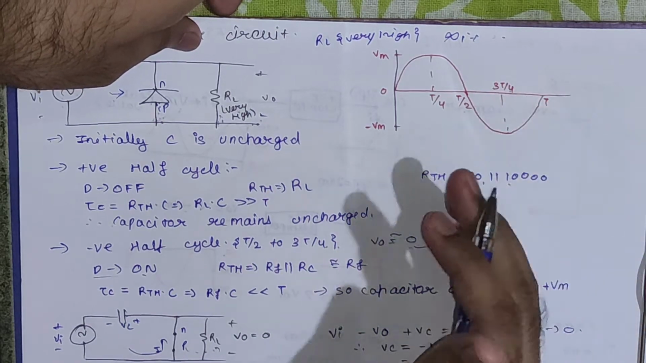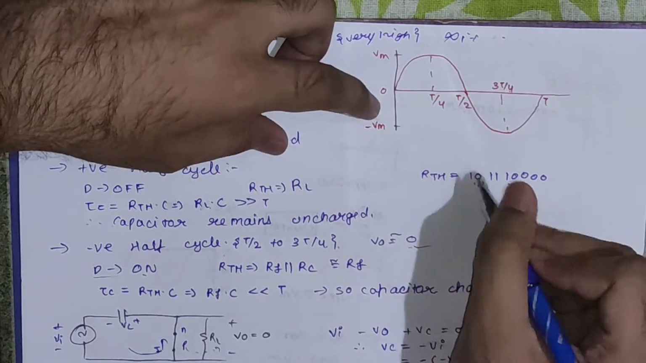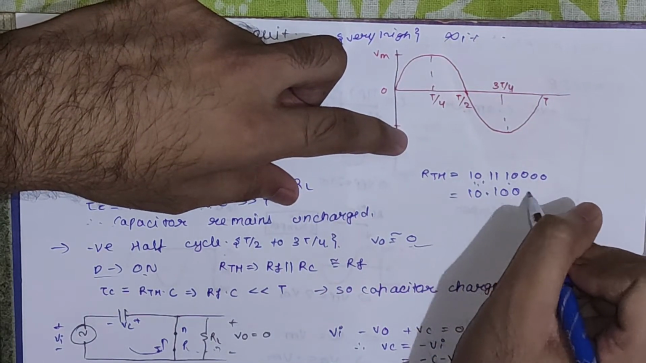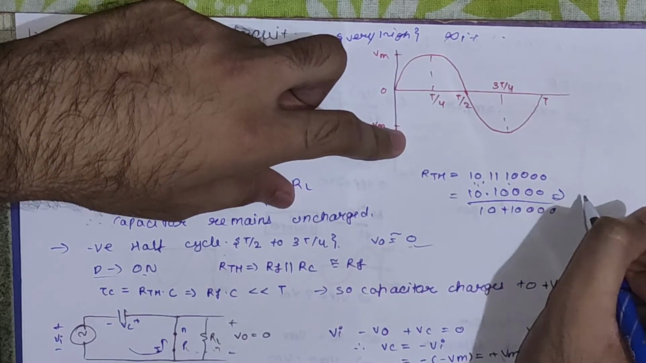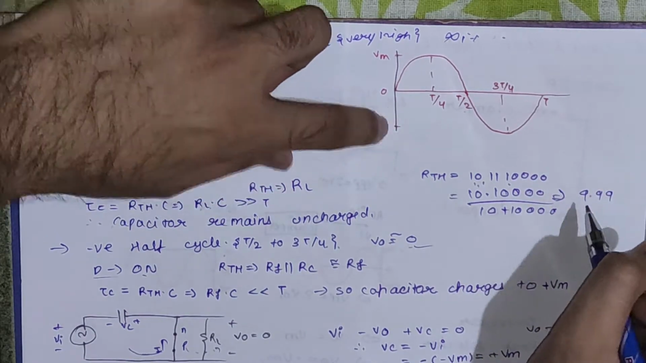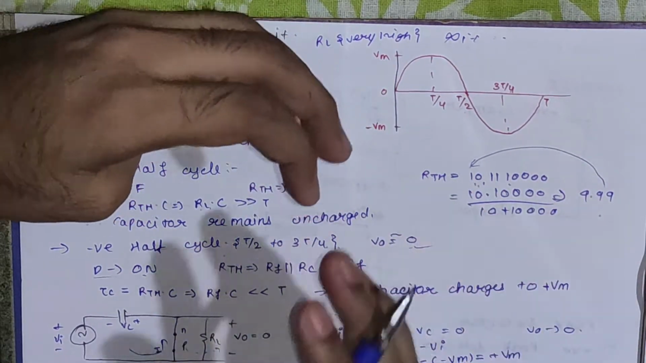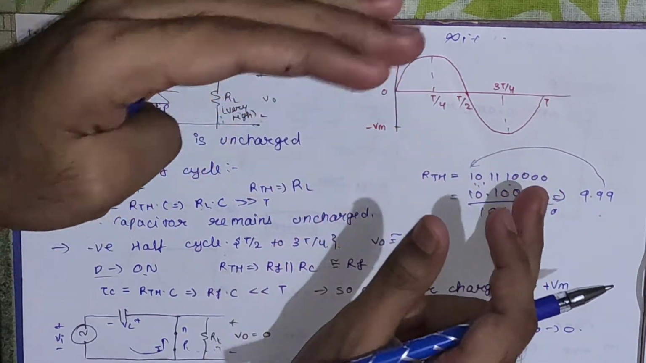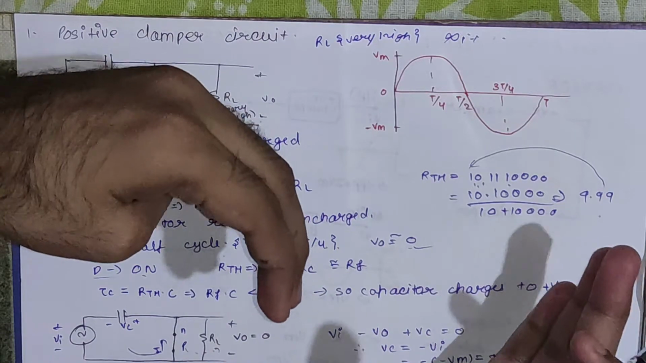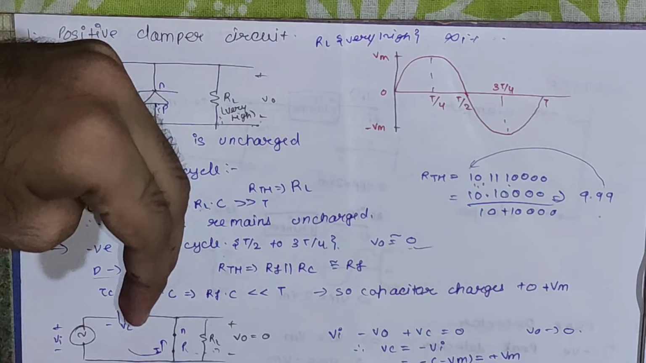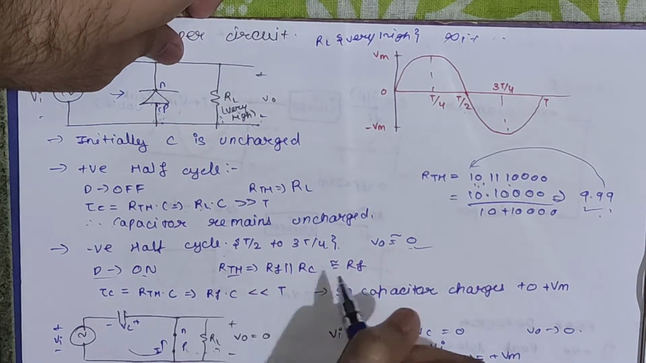We have considered these values such that we can estimate the equivalent resistance for the capacitor to charge. This will be 10 into 10,000 upon 10 plus 10,000, and if you calculate on the calculator you will get somewhere around 9.99. You can see it is nearly equal to the resistance provided by the diode itself. Always note one thing: if two resistances are in parallel and one is very small and one is very high, then the equivalent resistance will be approximately equal to the smaller resistance. So this is what we are getting here. We can say now we have equivalent resistance as RF.